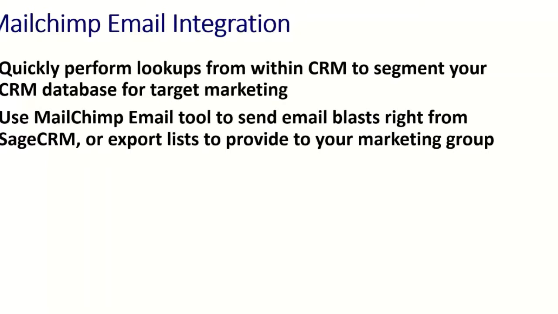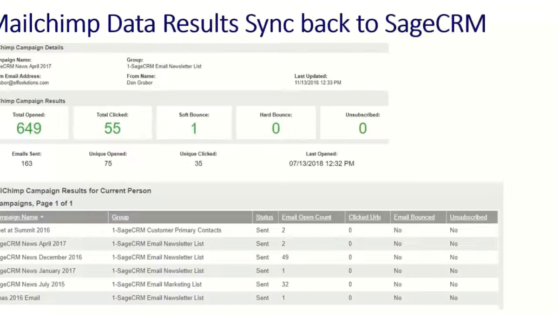And then there's a MailChimp tool within CRM that lets you create a dynamic group. You can build a list, whether it's customers who purchased from you in the current year or whatever segment you want to go after. You can build lists and export those directly to MailChimp. And then when you send out your email blasts, it will synchronize some of this information back to CRM.